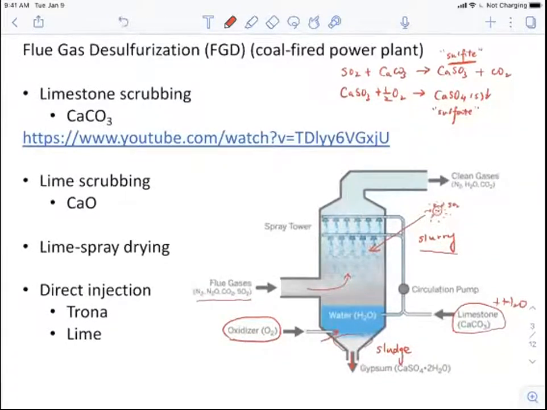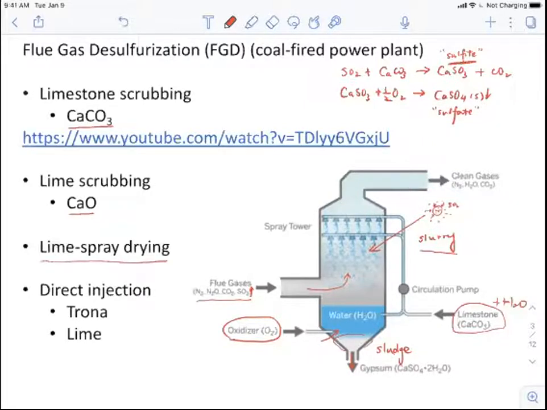So instead of using the limestone, which is calcium carbonate, we can use calcium oxide. The calcium oxide is going to react faster with the sulfur dioxide. So if you're dealing with flue gas that has a higher sulfur dioxide concentration, right? If it's more concentrated, you may want to use the lime scrubbing to more effectively collect those toxic gases. And we can also have the lime spray drying, right?